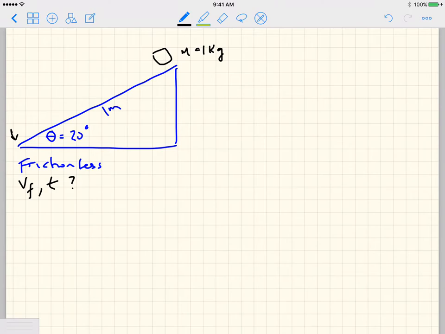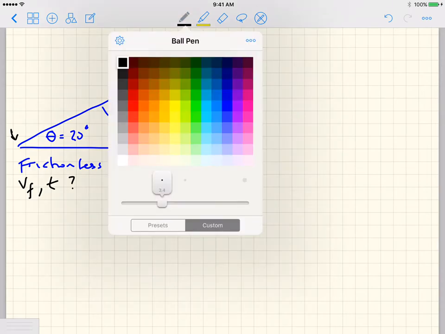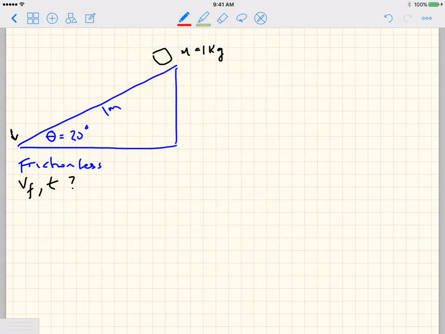So we see the problem, and we make sure first that all the units are correct. We have degrees and meters and kilograms, so far so good. Then the next step is to define a coordinate system. We could define the coordinate system, I guess, in two different reasonable ways. The first one may be to have y up and x to the right. That would be one way to do it.